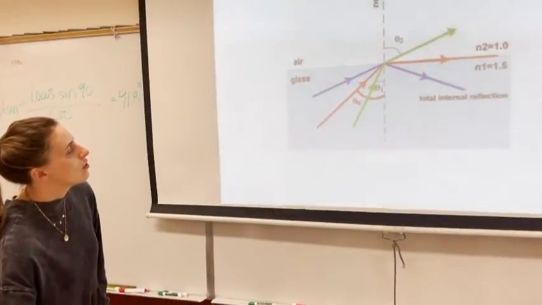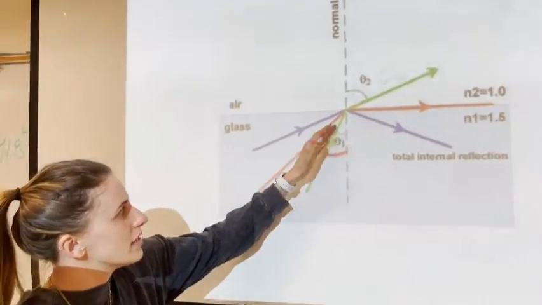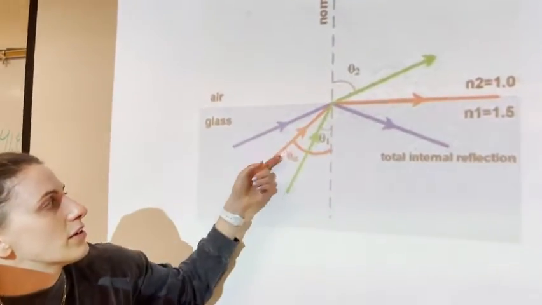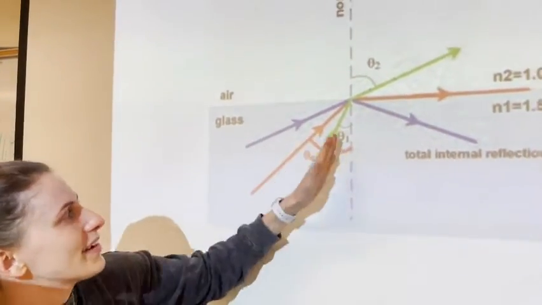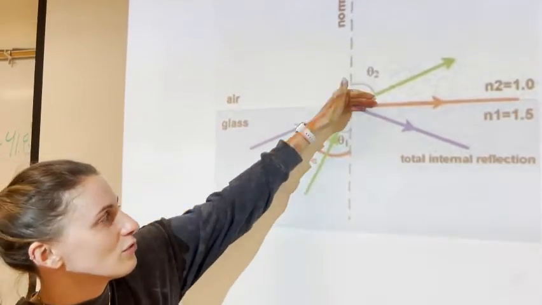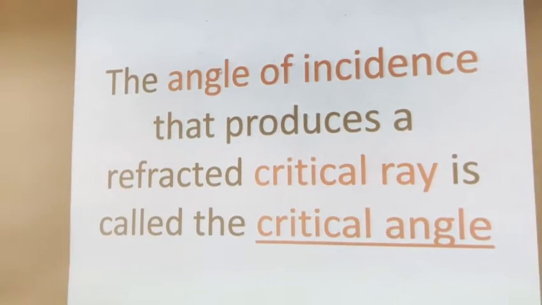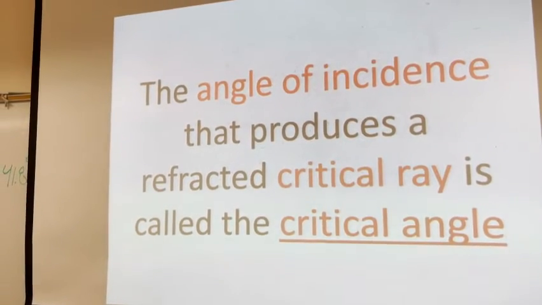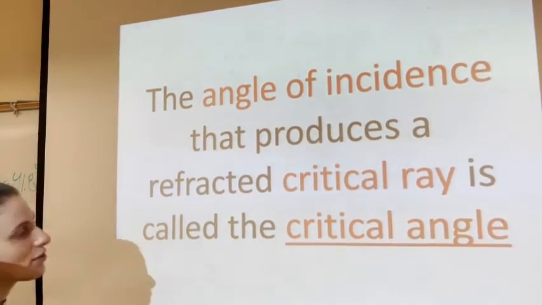All right, so critical angle. When you have a ray that comes in at the critical angle, it's refracted along the surface. Anything more, we get total internal reflection. The angle of incidence that produces a refracted critical ray is called the critical angle.